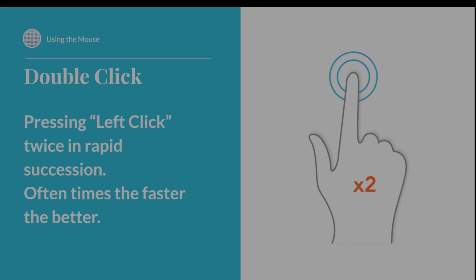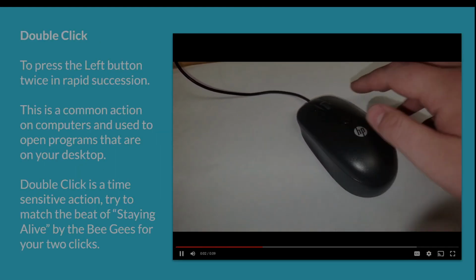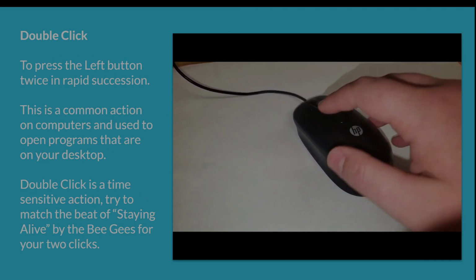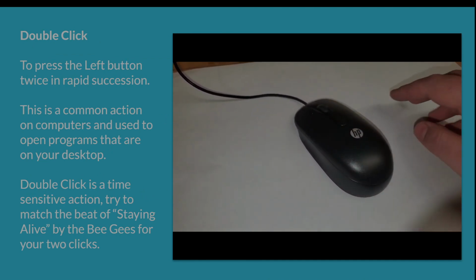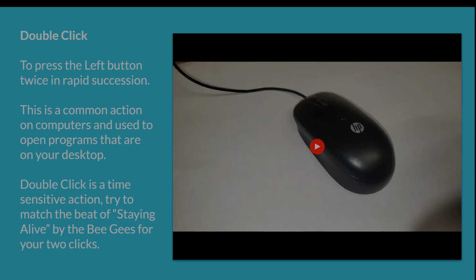Then we have the double click, which is to press the left click button twice, rapidly in succession. Oftentimes, the faster you press this, the better. I like to aim for Staying Alive by the Bee Gees as a good beat. This is important as if you double click on an icon on your desktop, it will launch the program.